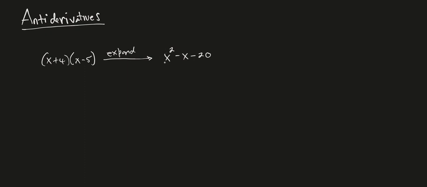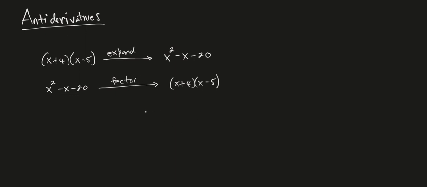But then I could start with this trinomial. I could take the x squared minus x minus 20 and then say factor this. If I say factor this trinomial, then again, with whatever process you've learned for factoring, we would come up with the x plus 4 times the quantity x minus 5. So in some sense, you can say that expansion is like the inverse operation of factorization.